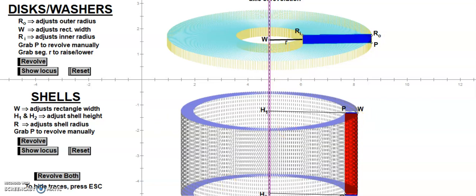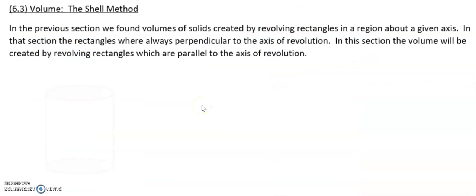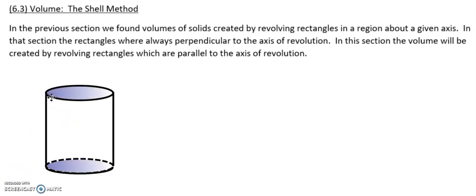So in this lesson, we're going to talk about using the shell method where we're revolving rectangles that are parallel to my axis of revolution to create my solid. Now, ladies and gentlemen, before we do that, we need to take a look at the idea of what a shell would be. In geometry, you learned that a shell was simply a cylinder.